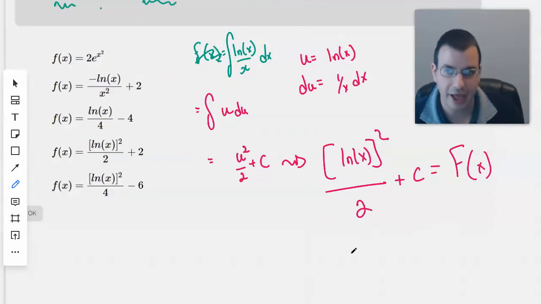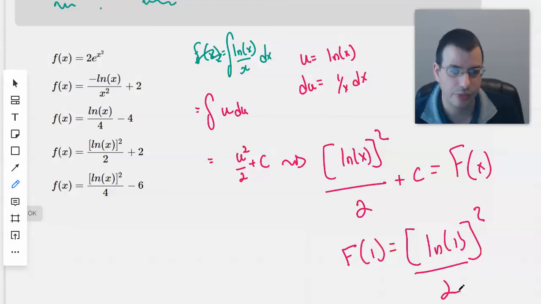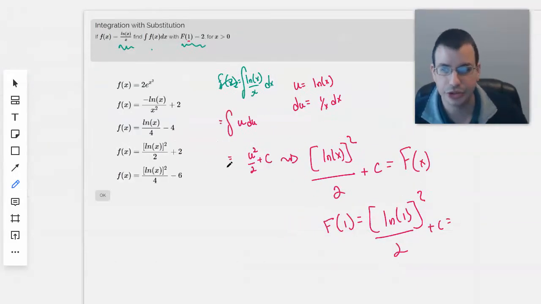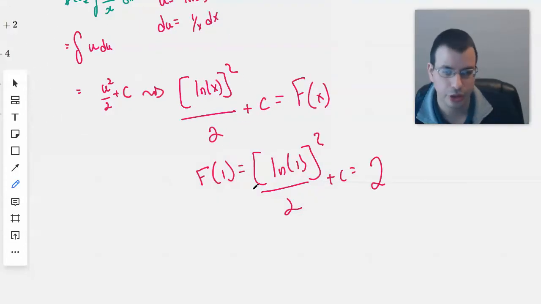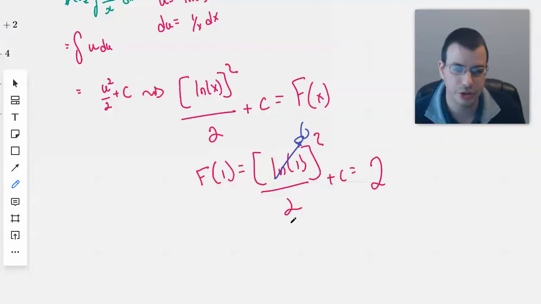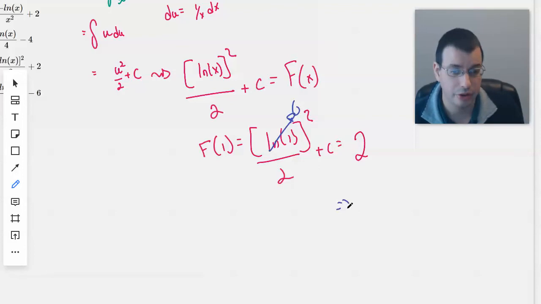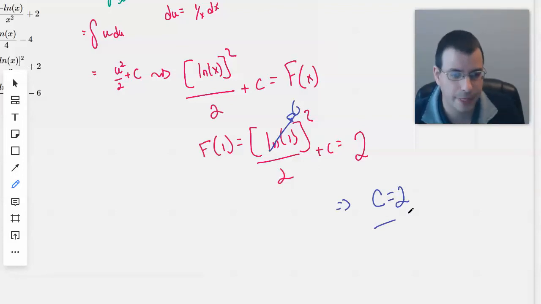So we know that f of 1 equals natural log of 1 squared over 2 plus c, and that equals 2. Do some quick canceling right here. Natural log of 1 is 0. 0 squared is 0. 0 divided by 2 is still 0. Therefore, c equals 2. There we go. C equals 2.